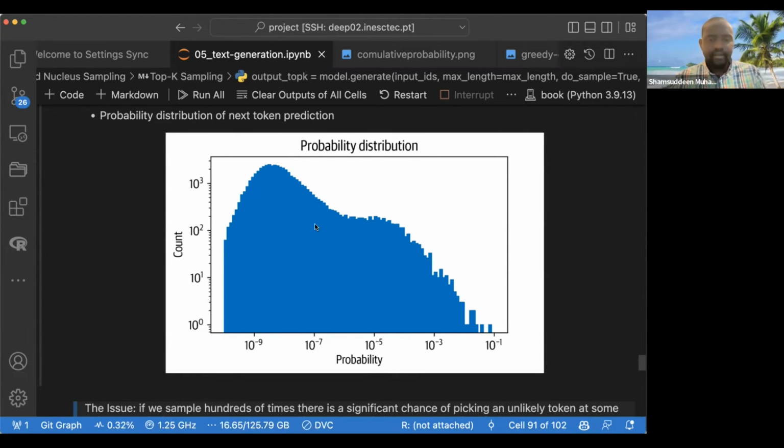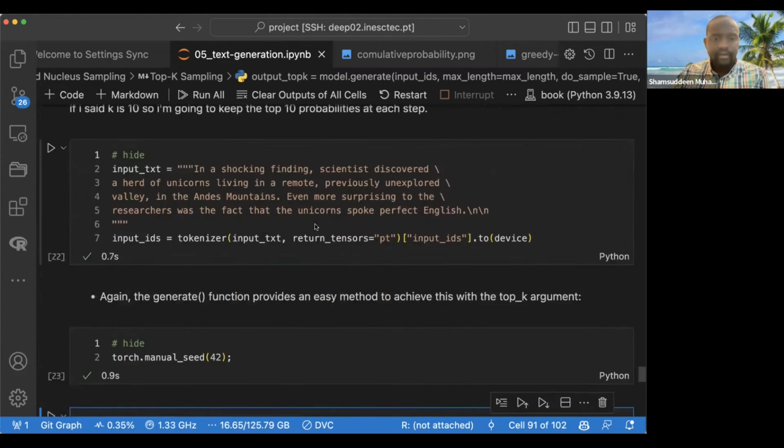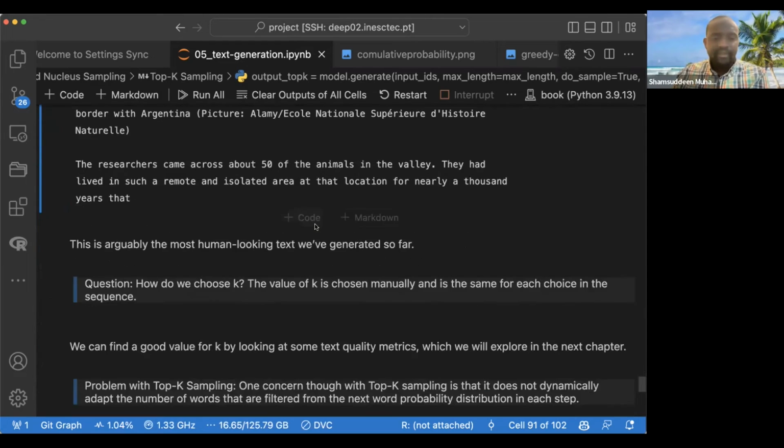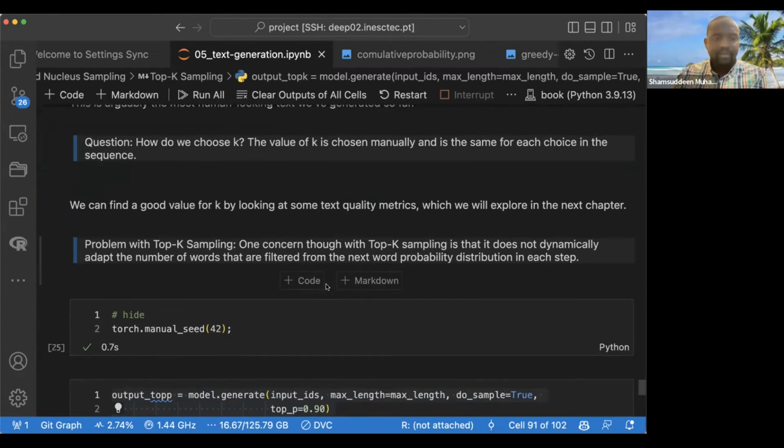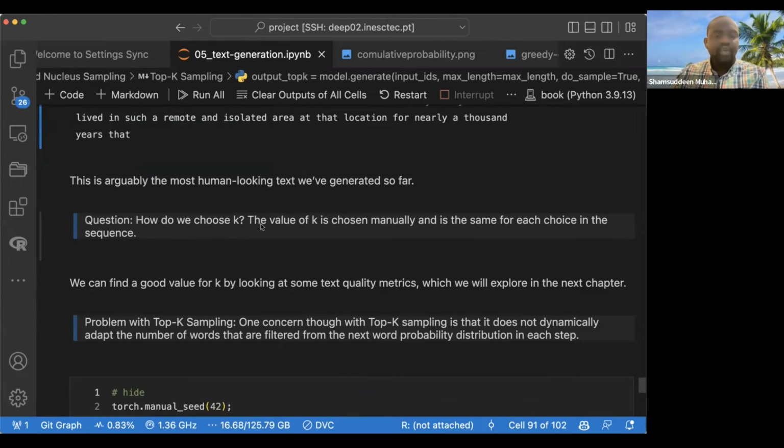Right. Okay, so good one. So one thing is, how do we choose K? The value of K is chosen manually, and the same for each choice in the question.